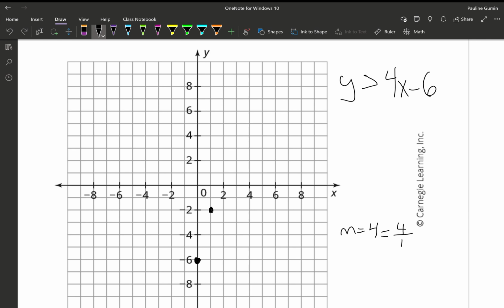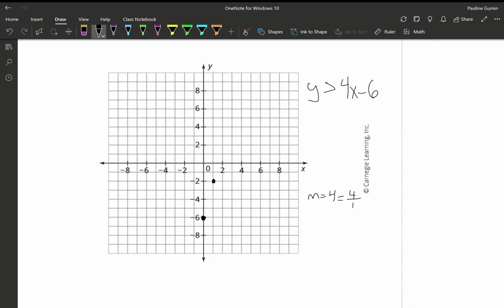Up 4 to the right 1. Okay, now, what I meant by dashed is this. So this is going to be a dashed line because our inequality symbol doesn't have a solid line. Dashed looks like this. Instead of drawing a nice straight line, we're doing a straight line but made out of little dashes. There we go. Beautiful.